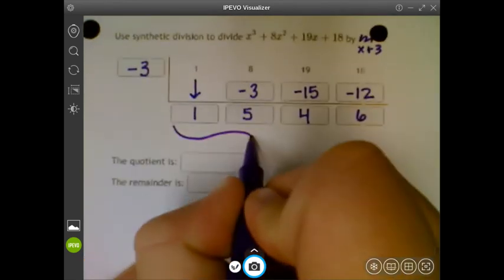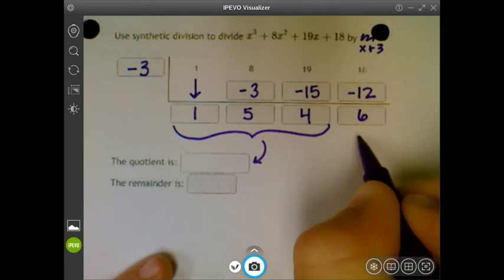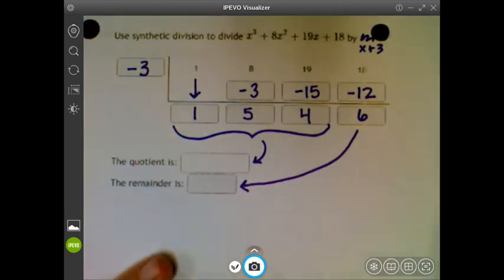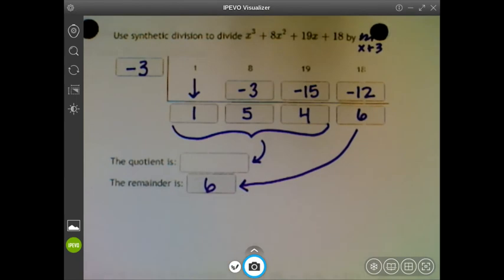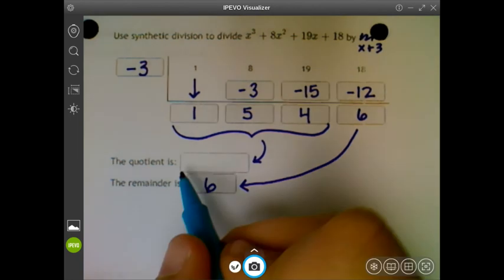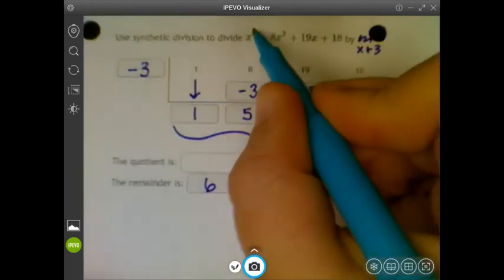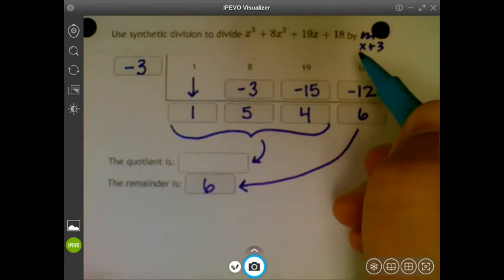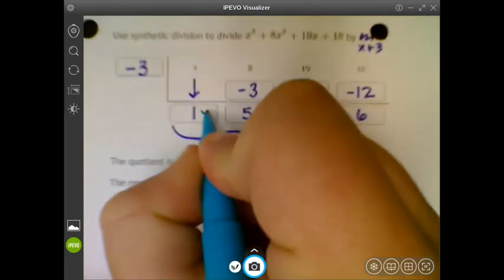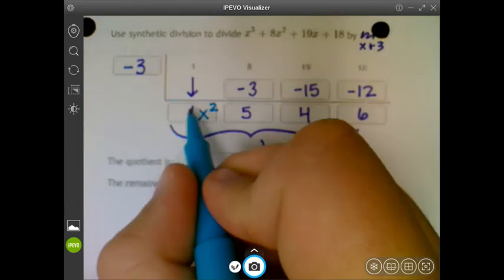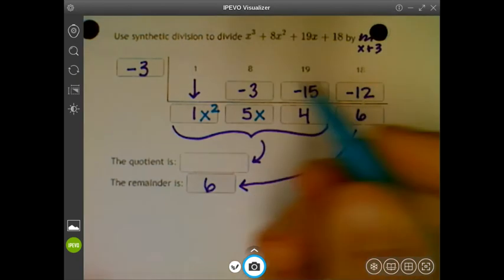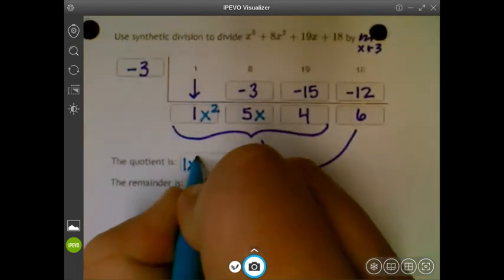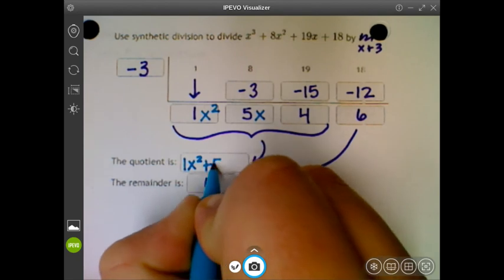So this piece right here makes the quotient, and that makes the remainder. So the remainder for this question is 6. Now, the quotient is what you get after you divide. You are going to put your variables back in. So this was an x cubed. We divided by a single x, which means our quotient is an x squared. So you're going to have 1x squared, 5 x's, and a constant term. So your quotient is 1x squared, and you don't have to put the 1 there, but you can, plus 5x plus 4.